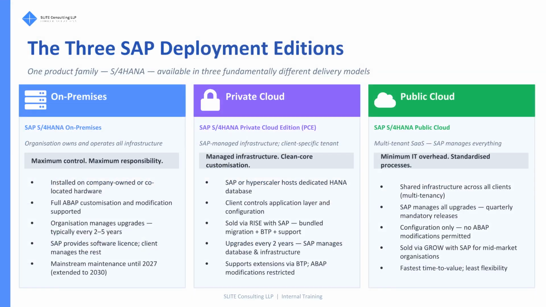One product family, SAP S/4HANA, is delivered in three fundamentally different models: on-premises, private cloud edition, and public cloud. They are the same underlying product, but they differ in who owns and manages the infrastructure, how much customization is allowed, how often the system upgrades, and which commercial program applies. Over the next few slides, we will take each edition in turn, then compare them side by side and look at how to choose between them for a given client.